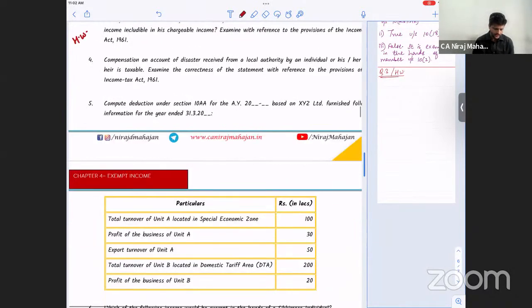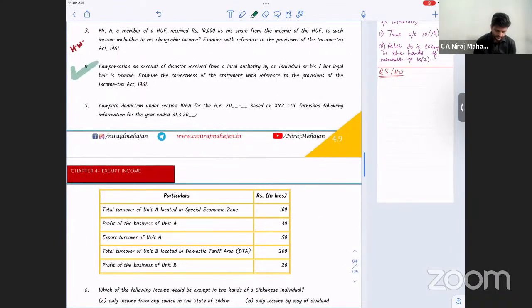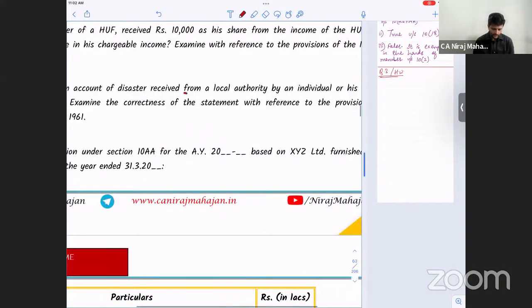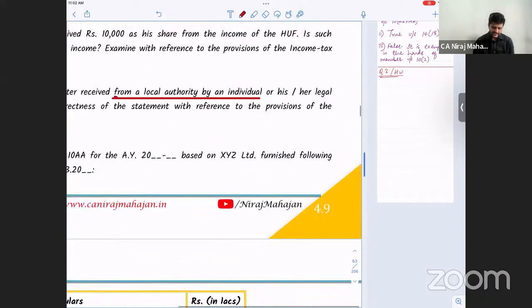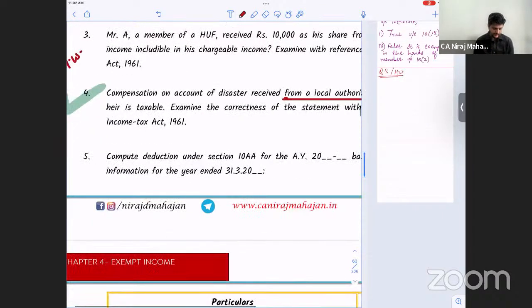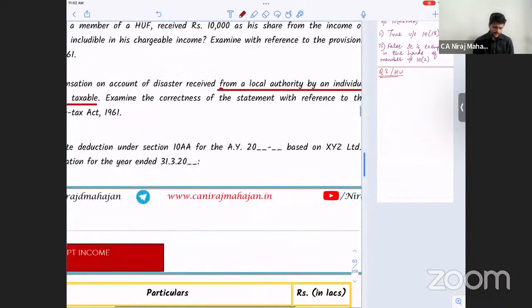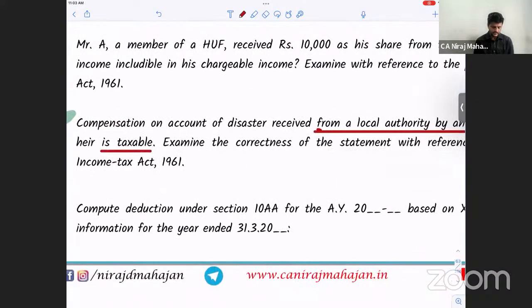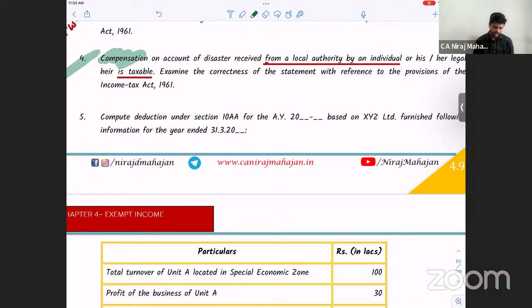And fourth one, bacho, last one for today. Compensation on account of disaster received from a local authority by an individual or his or her legal heir is taxable. Examine the correctness of the statement with reference to the Income Tax Act. What have you received? Compensation, correct? For disaster. From whom? Local authority. By the person or his or her legal heir. They're asking, is this taxable or exempt then? It is exempt. You have to give me the section number.